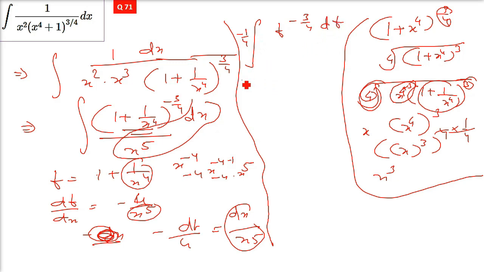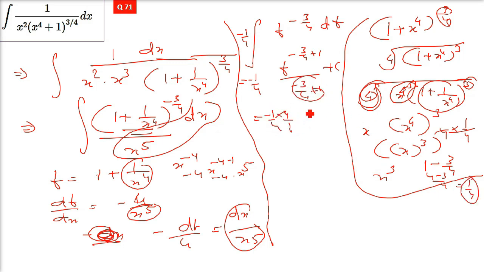Negative 1 by 4 I have taken out, dt remains there. Now it's just x to the power n integration. It will be t raised negative 3 by 4 plus 1 divided by negative 3 plus 4 by 1. What is 1 minus 3 by 4? It's 1 by 4. So 1 by 4 in the denominator goes up because negative 1 by 4 is already there. This goes up as 4 by 1, so only negative will remain. Other things will vanish or be cancelled out.